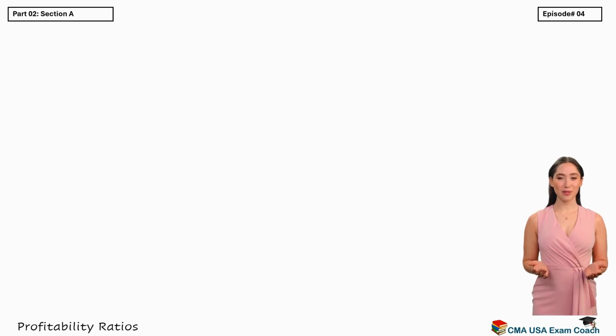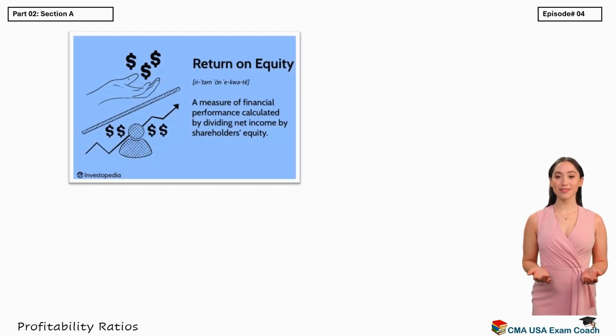Next, let's explore return on equity, or ROE. ROE is a fundamental ratio that measures how effectively a company is generating profit using the money invested by its shareholders. In simple terms, it shows how much return the company is providing for every dollar of equity. This ratio is especially important for investors as it reflects the company's ability to create value from shareholders' capital. It's often used to compare profitability across companies in the same industry.